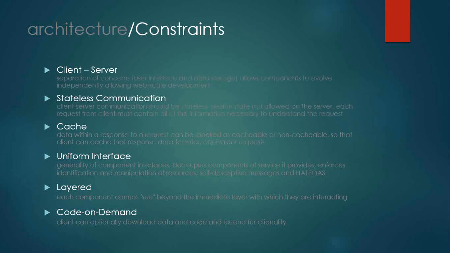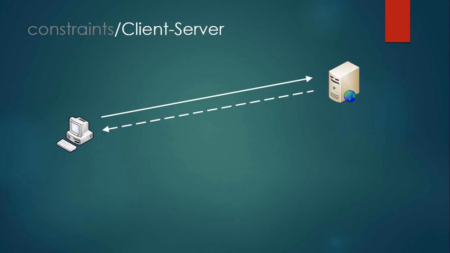So once again, repeating the constraints: client-server, stateless communication, cache, uniform interface, layered, and code-on-demand. Let's have a look at each of these constraints in detail now. What you are seeing here is a client and a server. The very first and very basic constraint applied by REST. REST defines that any two nodes in the network or the distributed network have to be connected and operated as client and server.